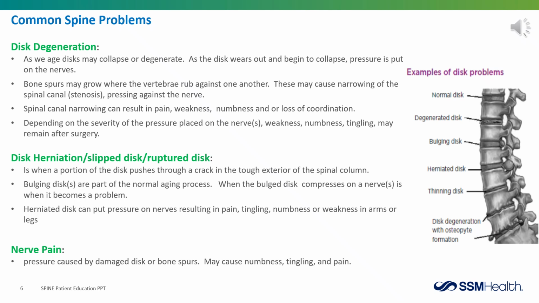Disc herniation, slipped disc, or ruptured disc is when a portion of the disc pushes through a crack in the tough exterior of the spinal column. Bulging discs are part of a normal aging process. When the bulging disc compresses a nerve, it becomes a problem. A herniated disc can put pressure on the nerves, resulting in pain, tingling, numbness, or weakness in arms or legs. Nerve pain is pressure caused by damaged discs or bone spurs that may cause numbness, tingling, and/or pain.